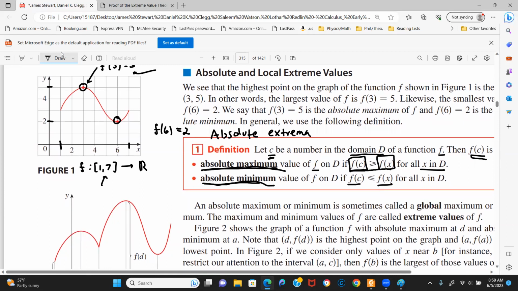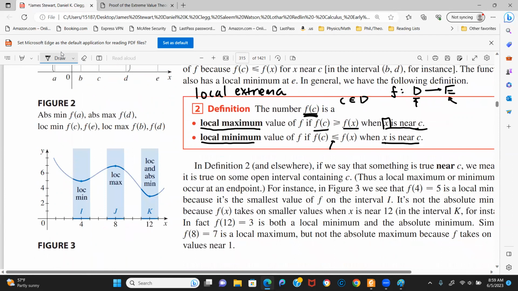What about local? Or sorry, that's absolute extrema. What about local extrema? Well, in this case, I think we're going to imagine that this function just keeps going off to infinity like this, off to infinity like this. So there's really no absolute maximum in this case. You could phrase it as a global maximum. It's a maximum over the whole domain.